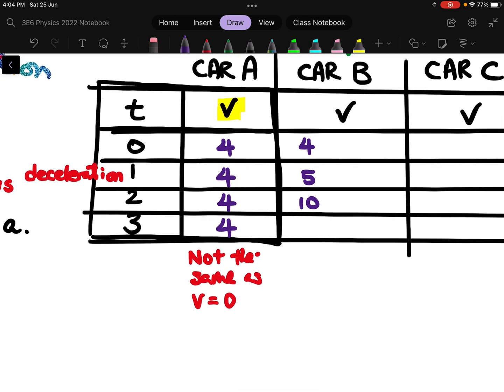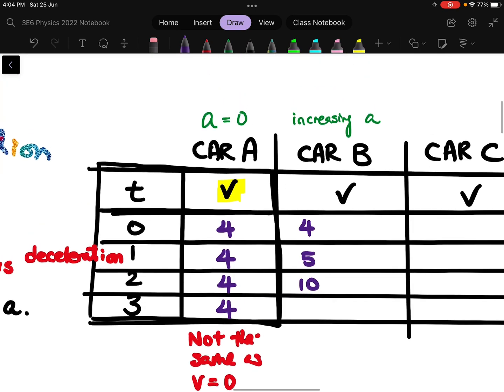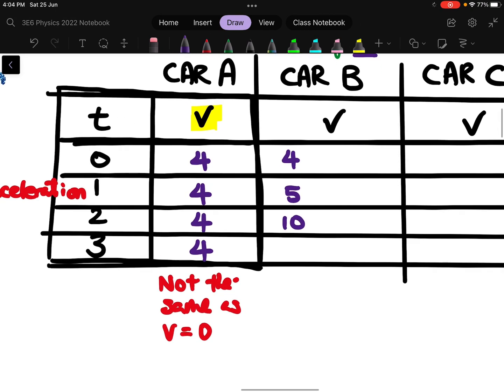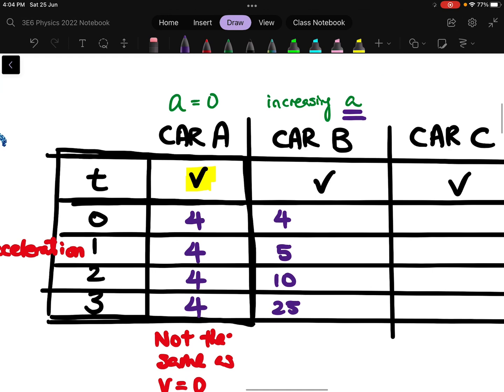Then after that, in the next instance, it will rise again. The velocity will still rise because it is acceleration. Acceleration means it speeds up, so the velocity will continue to rise. Maybe this time around it is 25. So what's the difference between a normal acceleration versus increasing acceleration? Well, in this case, you can notice that the jump here is +1, the jump here is +5, and the jump here is +15. You can see that the change in velocity is actually getting larger and larger. This is the meaning of increasing acceleration.